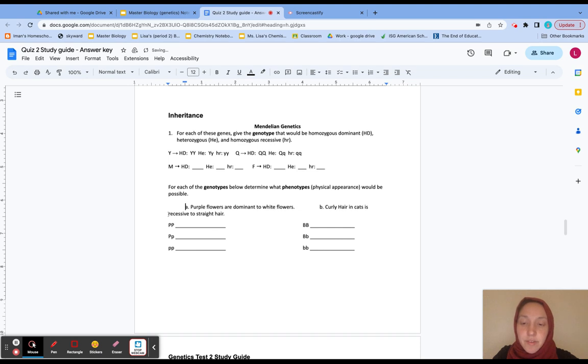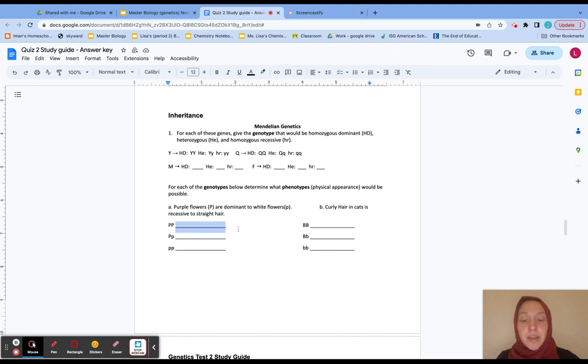are dominant. Okay, just pretend that straight hair isn't here. Purple flowers are dominant to white flowers. So if purple flowers are dominant, I know that my purple flowers is my capital P, and my white flowers must be my lowercase p. Okay. So what would the phenotype, the physical appearance, be for my homozygous dominant?